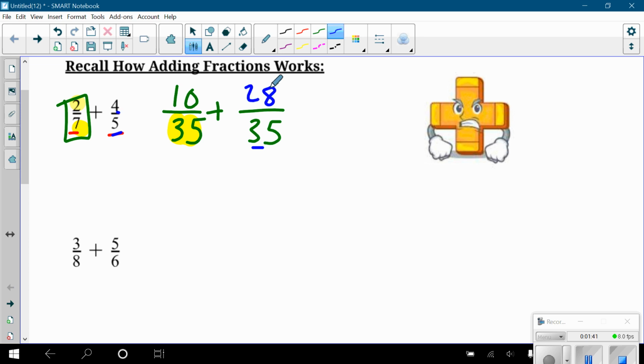Now that they have the same denominator, I'm just going to add them together. What's 10 thirty-fifths plus 28 thirty-fifths? Well, it's 38 thirty-fifths. And then you could simplify after that.